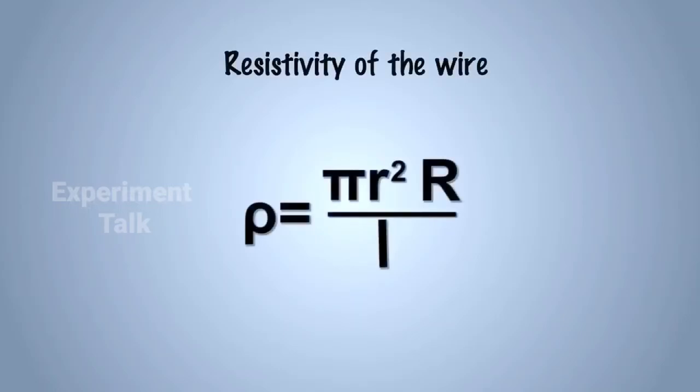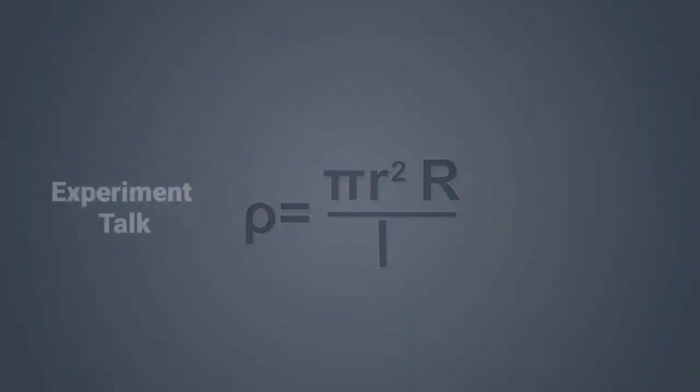We can now calculate the resistivity of the material of the given wire by using the equation rho is equal to pi r squared R divided by L.